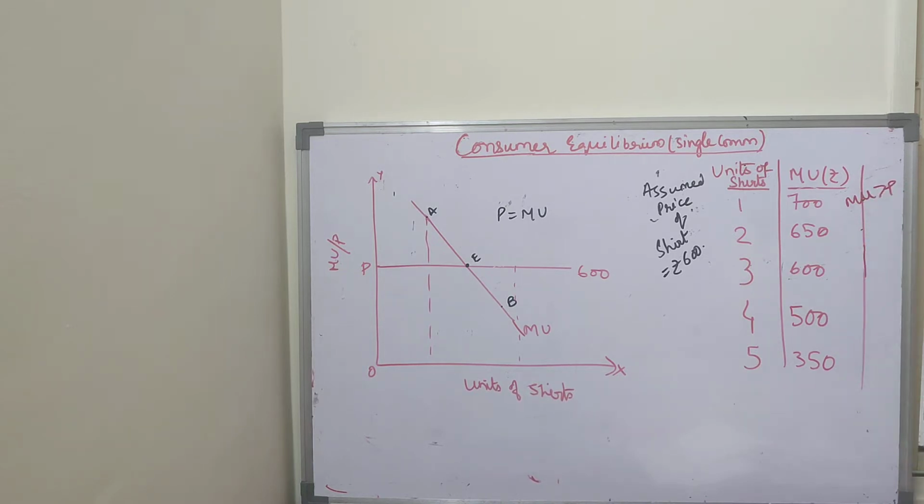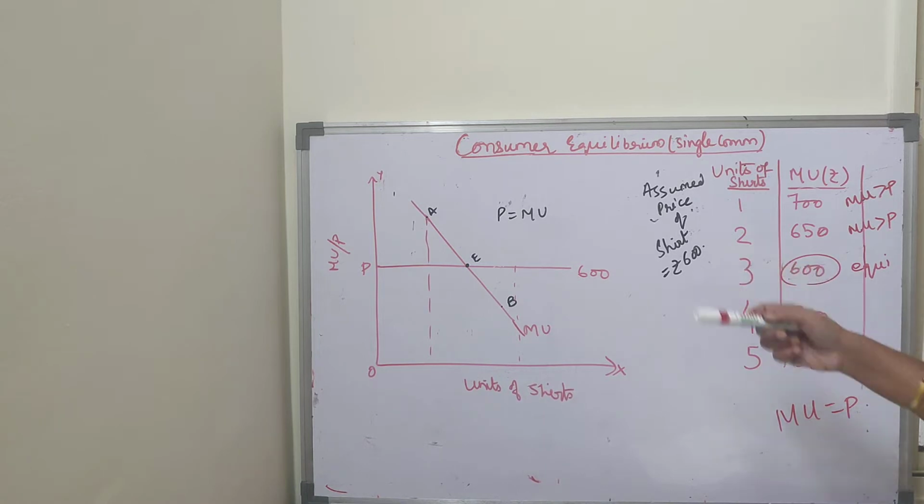Now in the second unit, you see that marginal utility is greater than the price paid. So here the consumer will again buy the second unit of the shirt. Now in the third unit, the consumer will attain his equilibrium point, where the marginal utility of the third shirt is equal to the price paid. So here it is the equilibrium point where marginal utility is equal to the price. This is my equilibrium point where I am getting equal satisfaction. After that the consumer would not like to buy, as it is giving less satisfaction than the price paid.